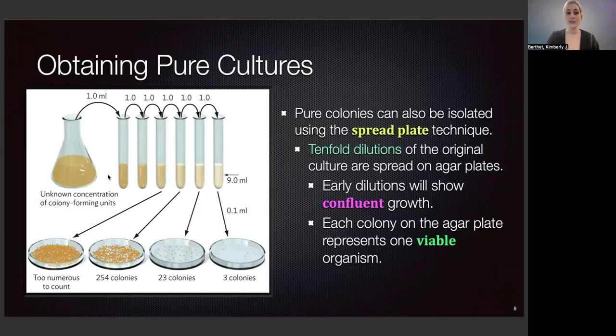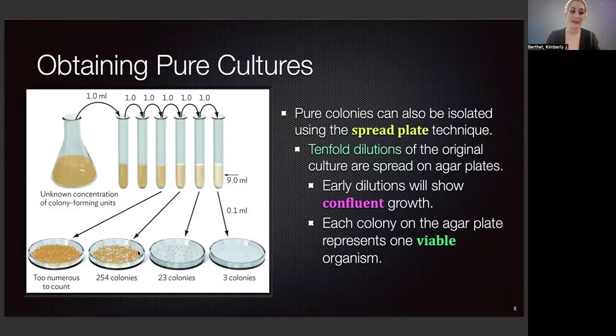What we see is decreasing color in these test tubes. That's supposed to reflect the decreasing concentration of microorganisms. So these are our tenfold dilutions. And what we do with these dilutions is we plate the lower portion of the series. And we have a lot of microorganisms here, so many that it's too numerous to count. Over here, a little bit less, as we have a tenfold dilution, 254 colonies approximately.